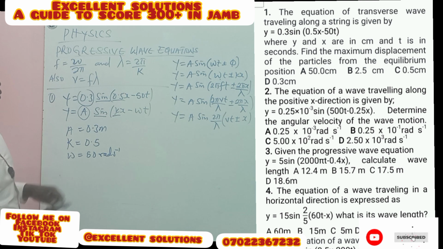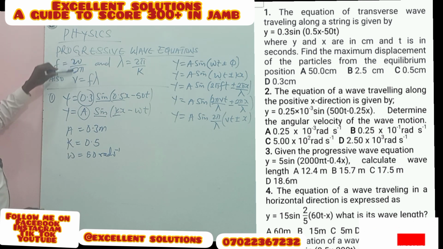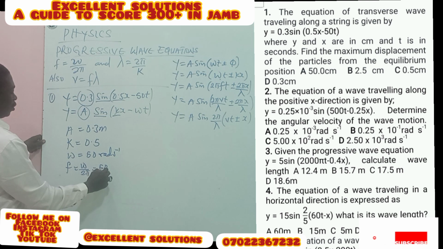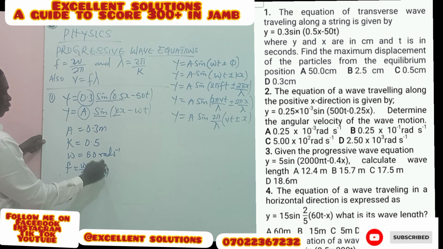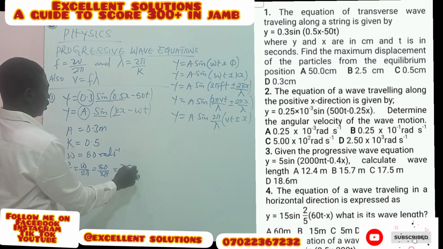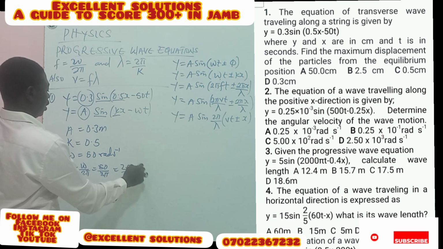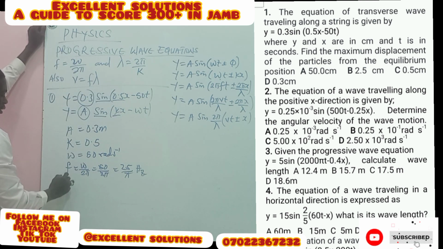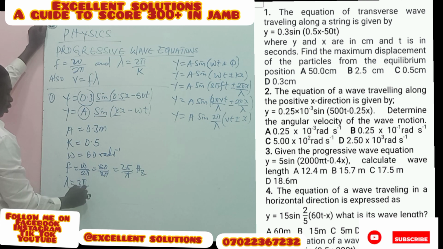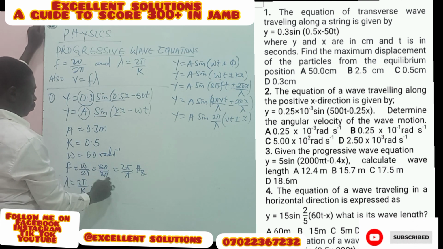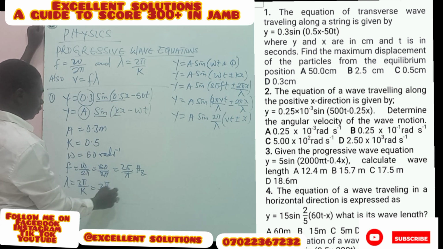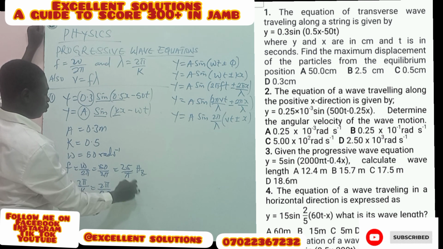And for us to get the frequency, we say the frequency f is equal to omega upon 2 pi. So we now have f equals omega upon 2 pi, which is the same as 50 upon 2 pi. 2 here, 1, 2 here, 25, and this gives us 25 upon pi hertz. And if we are looking for the wavelength, we have lambda equals 2 pi upon k, and this now becomes 2 pi upon, our k is 0.5, so we have 2 pi upon 0.5, and this is the same as 4 pi.